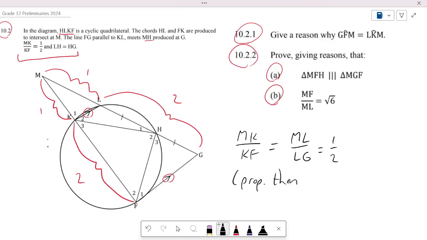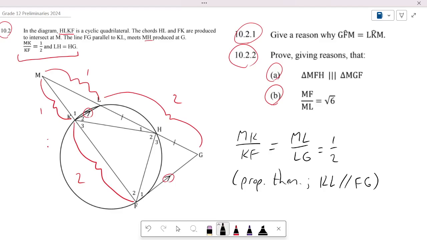Prop theorem is the reason that we use. I think there was another theorem, but I actually can't remember. I haven't learned it in high school, but I used prop theorem. And the reason is because which lines were parallel? We use prop theorem because KL is parallel to FG. And that is how we get ML over LG.